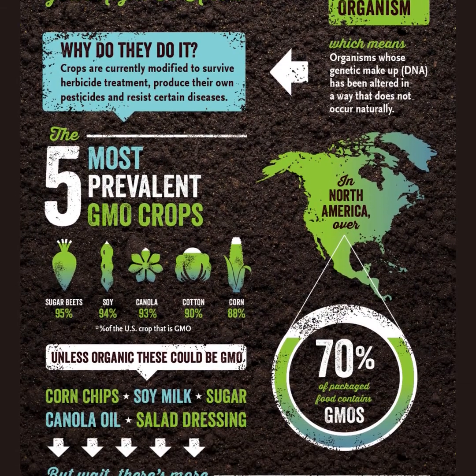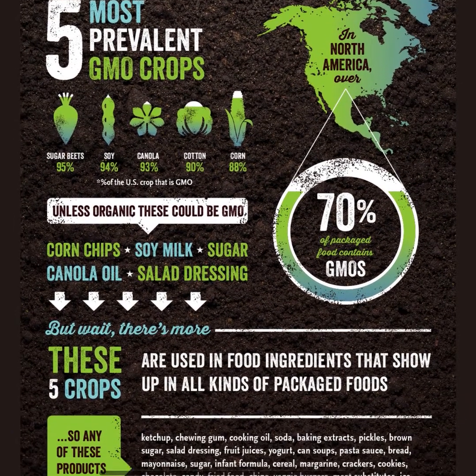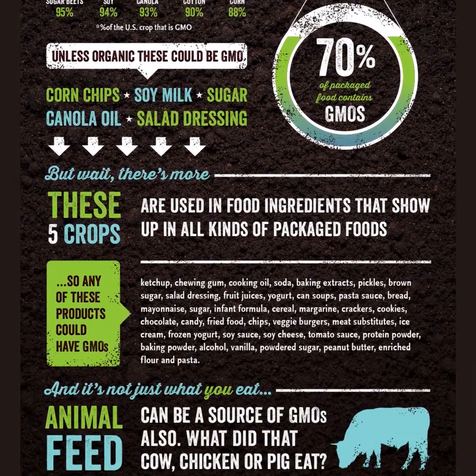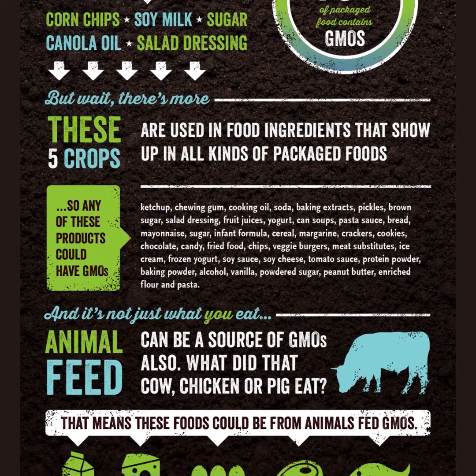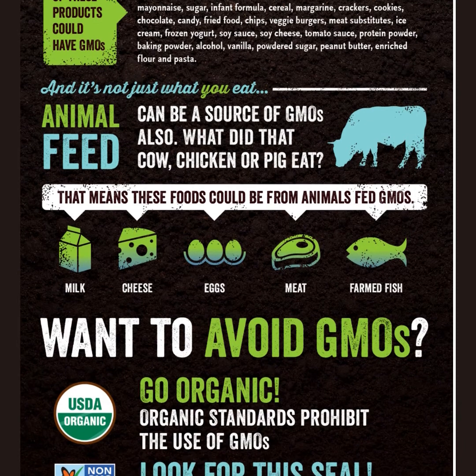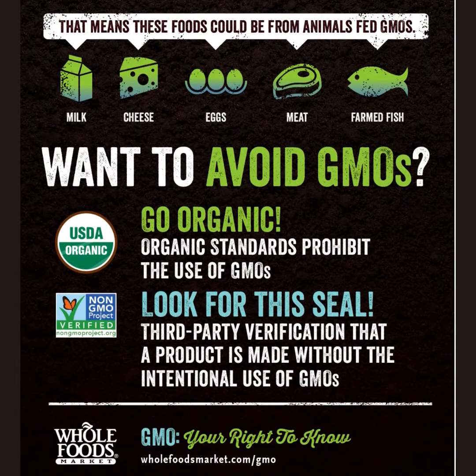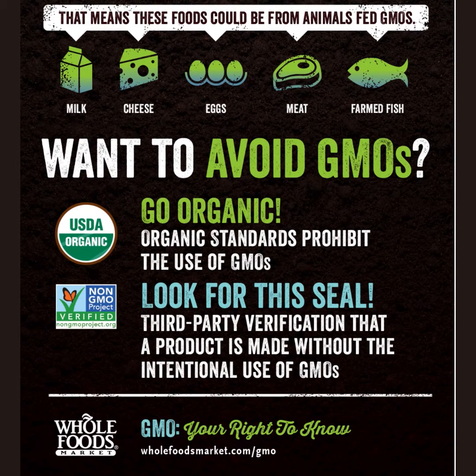I have another example here. This is on GMOs, and you can see that we're really leading the readers through the infographic, and we do want them to end up at the bottom. You can see this one is set up very, very vertically, and then it brings you right to the bottom, where you can see that you want to avoid GMOs, and then we have these two pieces of information, go organic, look for the seal, that really stand out at the bottom of the page in this particular infographic.